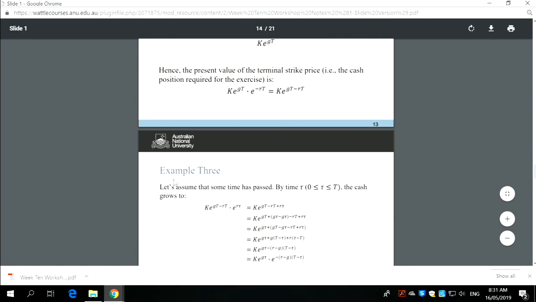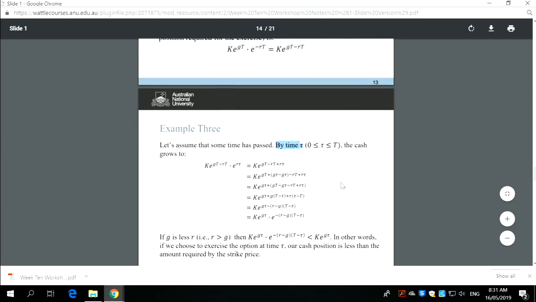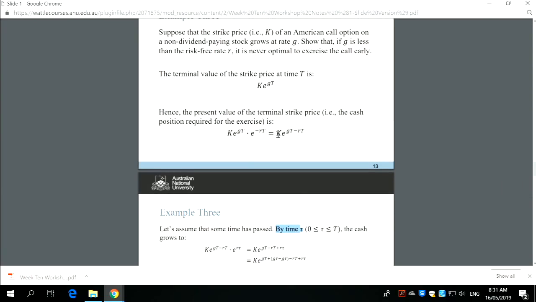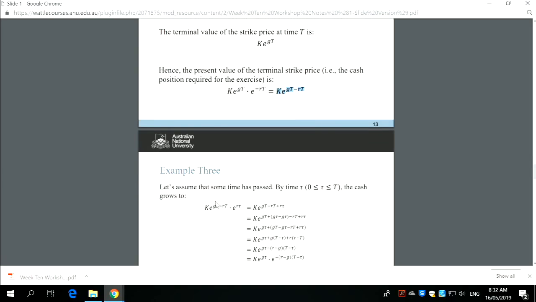So this is what I said here. Assume some time has passed. At time tau, which is in the middle between the initial point and the terminal point, the cash amount that we saved in the bank account, remember we saved up some cash today, is the present value of the terminal strike. Now, that present value is growing at the risk-free rate, right? We're saving in the bank account, and it will grow over the length of tau.